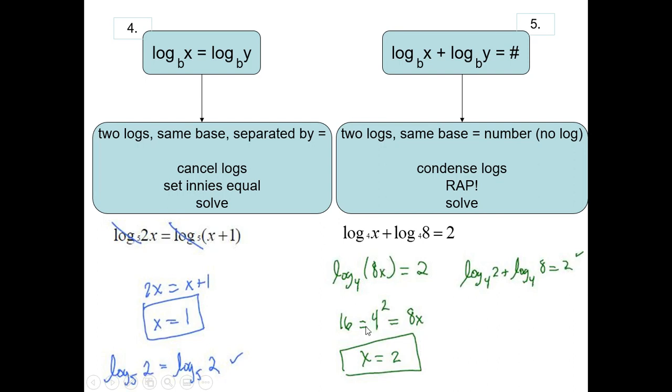Now base, okay, to the outie is equal to the innie. So base 4 squared is equal to 8x, or 16 is equal to 8x. X is equal to 2. And we can check that on a calculator if we wanted to. Log base 4 of 2 plus log base 4 of 8 is indeed equal to 2.